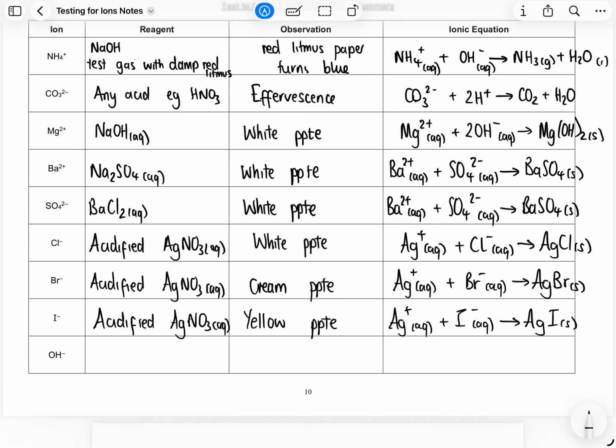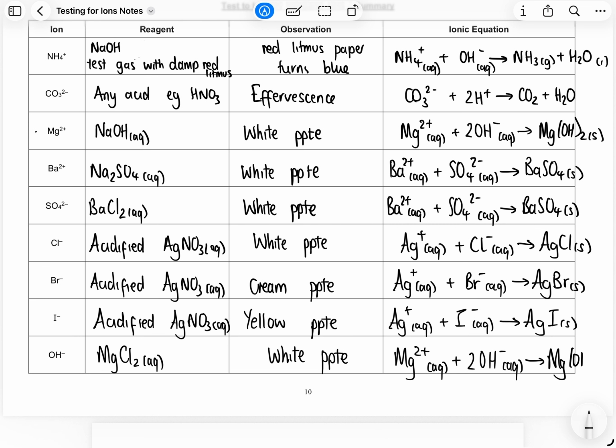And then our last one, if we want to test for hydroxide ions, kind of going back up to this magnesium one at the top and reversing it, we're going to add something like magnesium chloride. And we're going to see a white precipitate of sparingly soluble magnesium hydroxide. The magnesium ions are going to react with the hydroxide ions to make magnesium hydroxide precipitate.